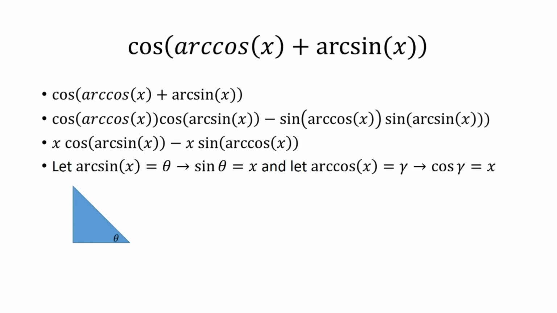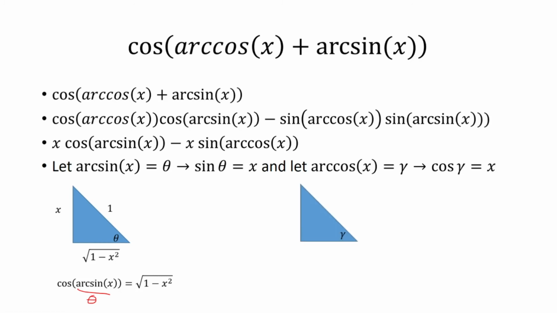We know that sine of theta is x, which means opposite side is x. Hypotenuse is 1. We can figure out the missing side by using the Pythagorean theorem and get that it's the square root of 1 minus x squared. So what we want to find is cosine of arcsine of x, which comes down to finding the cosine of theta, right? Because arcsine of x, we said, was theta.